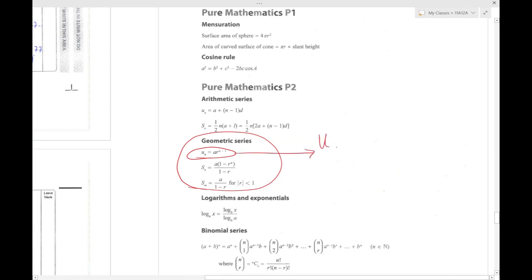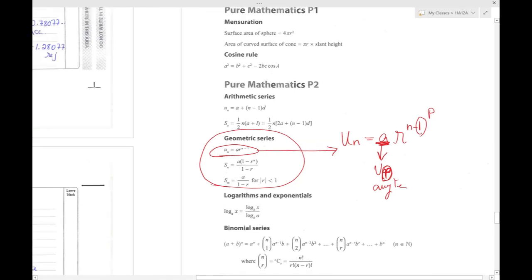They gave you in the booklet un equals a r to the n minus 1. So instead of the first term, you write up, which is any term. And instead of the 1, which is represented by the first term, you just write p, which is the place of the any term that you chose. And you can work using it.